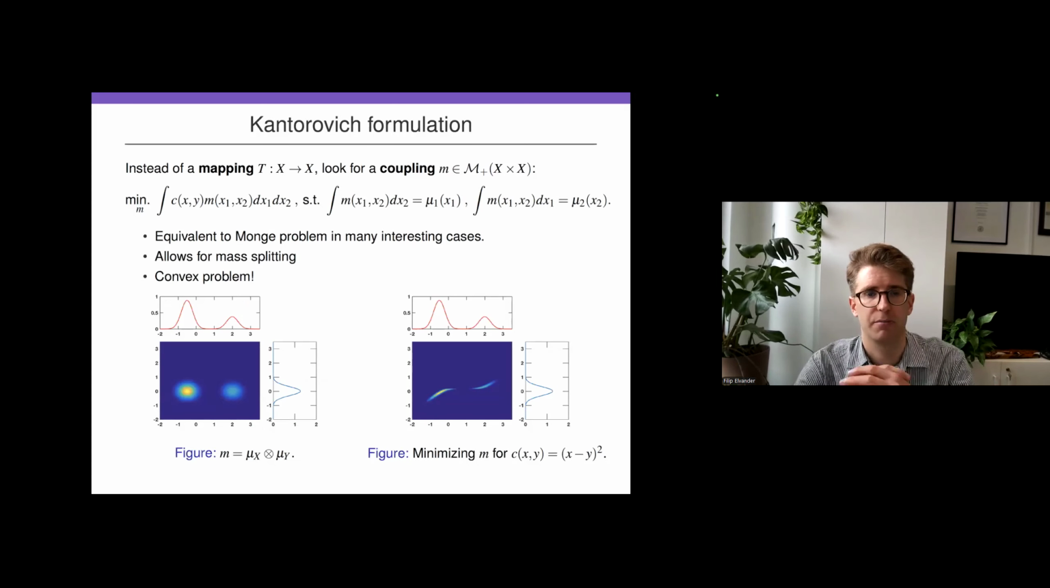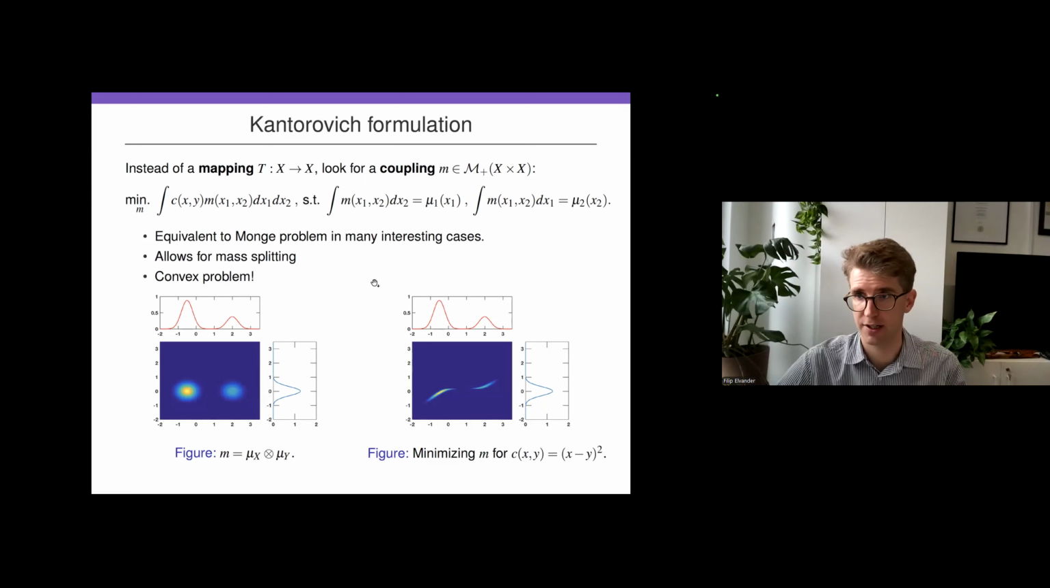So what happened in the 20th century was relaxing this so that, instead of looking for a mapping T, we just look for a coupling M between these two spaces. It makes everything a lot easier, because everything that was quite nasty turns out to be linear, right? If you have this coupling and you integrate it along one direction, you should arrive at your first distribution, and integrate along the other direction, the second distribution. So linear constraints here in terms of this coupling, and the objective functional is linear as well, right? Because here you simply need to multiply whatever mass you move from some point x1 to x2 with the cost. Sorry, typo here, it should say x1, x2 there also.